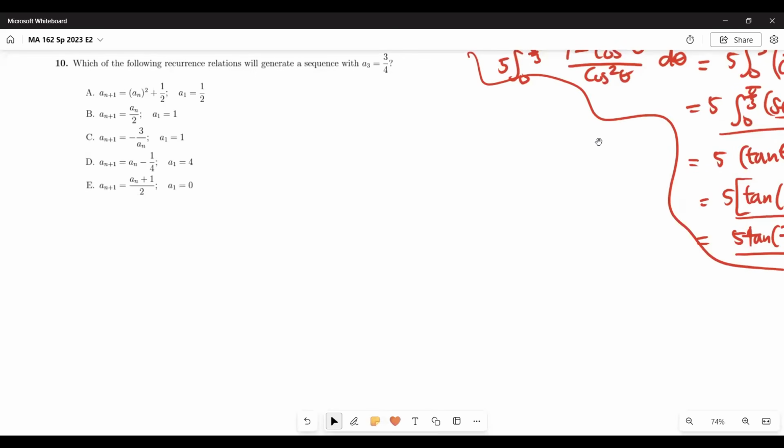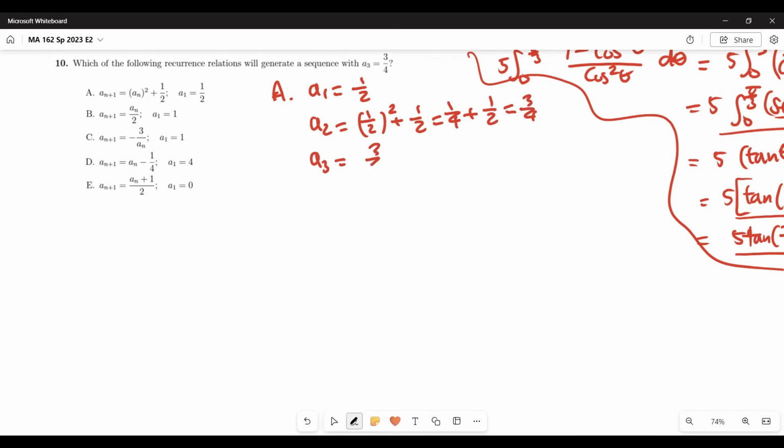Okay, so this is asking which of the following recurrence relations will generate a sequence with A3 equals 3 over 4. There's no other way. You just have to plug in the numbers. So let's do that. A1 is 1 over 2. A2 would be 1 over 2 squared plus 1 over 2, so 1 over 4 plus 1 over 2, which is 3 over 4. A3 would be 3 over 4 squared plus 1 over 2, so this is 9 over 16 plus 1 over 2, which is 17 over 16. So that is not right, because we want A3 equals 3 over 4.